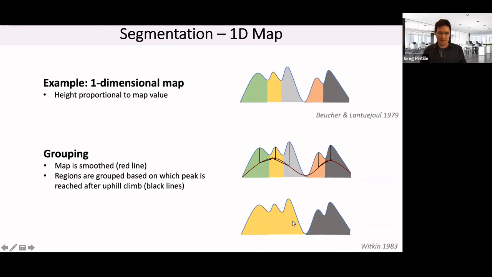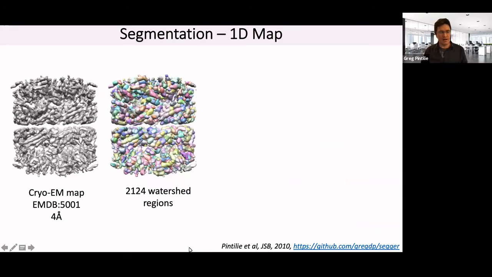So we get a segmentation with fewer regions that maybe has grouped together either noise, or it could still be signal, but maybe higher resolution signal, as we'll see in a second. But now let's look at an actual 3D cryo-EM map. We have the map here on the left, and then this image here shows the watershed regions. These are the segments or the regions before any smoothing or any grouping has been applied.